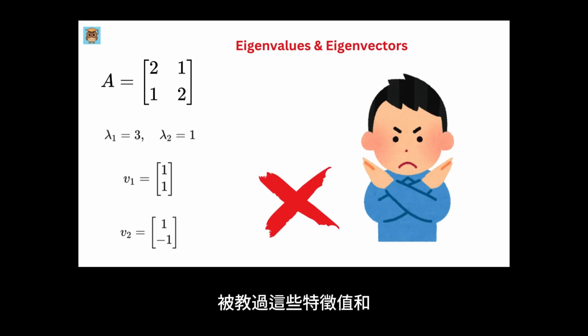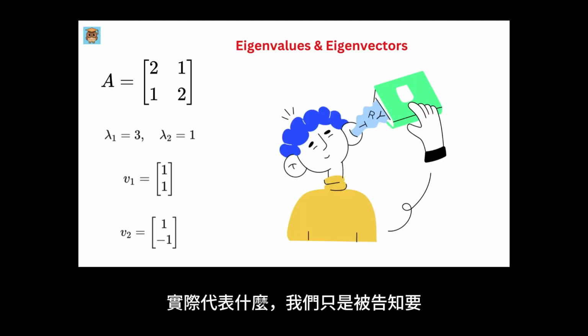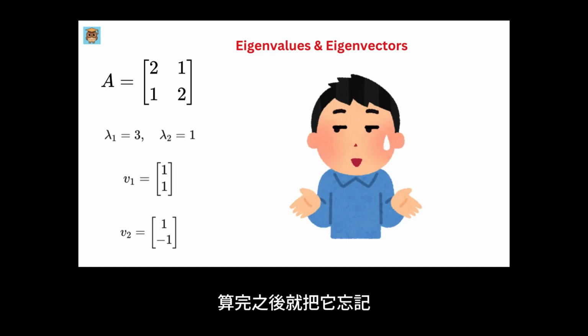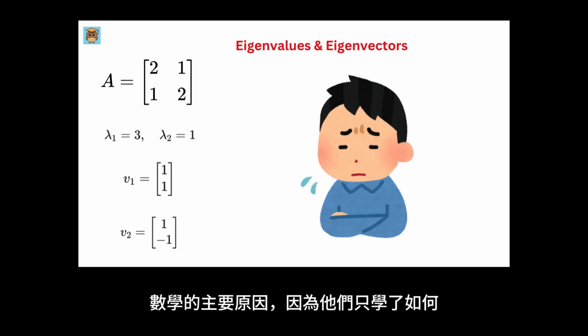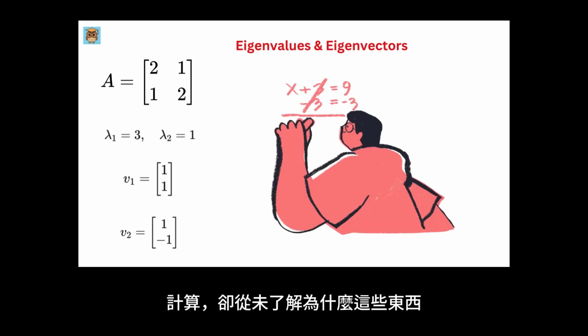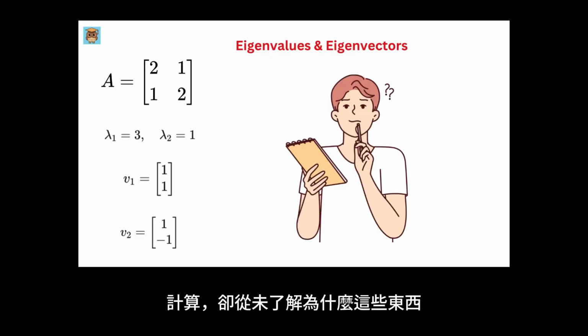But we have never been taught what these eigenvalues and eigenvectors actually represent in the real world. We were simply told to somehow learn the steps to calculate them and then forget about it. This is the main reason many people hate maths, because they are taught how to calculate things, but never why they matter or what they truly mean.